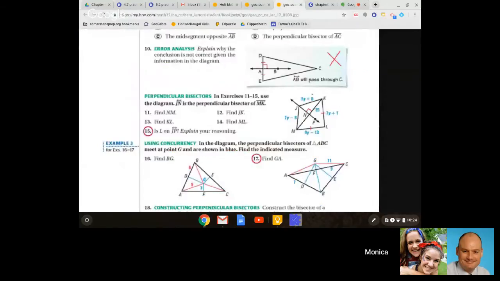Oh, sorry, I clicked on the wrong tab. So then that would tell us here that these two parts are congruent. So those we could set equal to each other. 5y plus 8 equals 7y minus 6. And solve for y. And then we would have to plug back in to JK after we find y. Does that make sense? Yes. Okay.